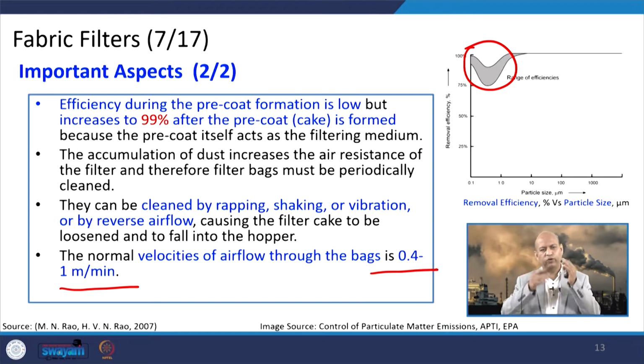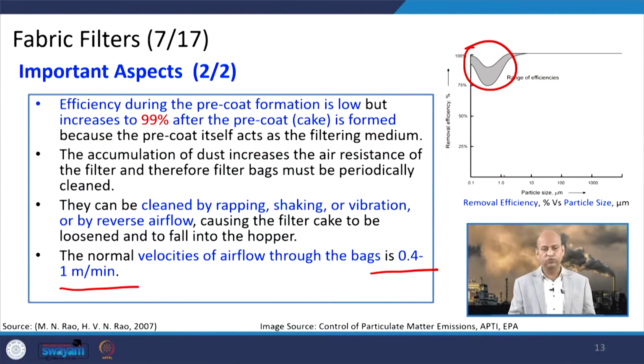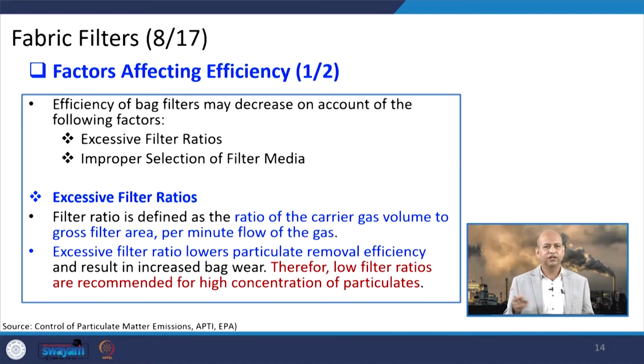Before this cake formation, efficiency is less, especially in the range of particles 0.1 to 10 micrometer. When this coat or cake formation is there, then resistance to the passing air is more, and the efficiency again increases. For example, it is around 75, then it becomes maybe 85 or 90 or something like that. So, the efficiency increases after this cake formation, and the normal velocities of the airflow through these bags have to be like 0.4 to 1 meter per minute. So, that way we can collect a lot of particulate matter with good efficiency.